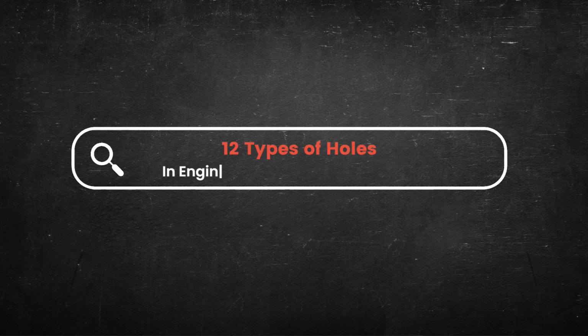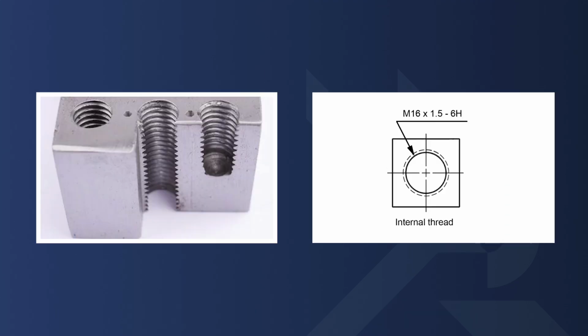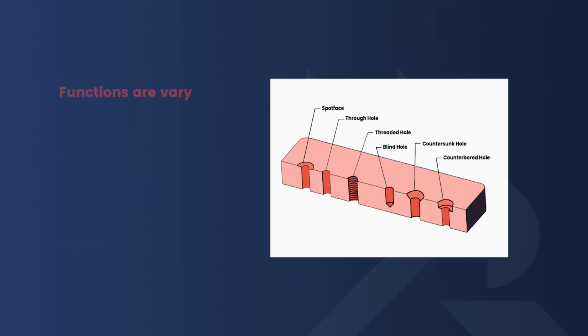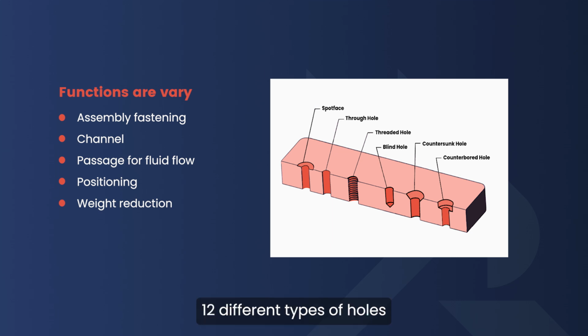12 types of holes in engineering drawing and manufacturing. Holes are critical features in engineering drawing and manufacturing. Their functions can vary depending on the type, including assembly fastening, channel or passage for fluid flow, positioning, weight reduction, etc. In this video, we'll introduce 12 different types of holes and their uses.